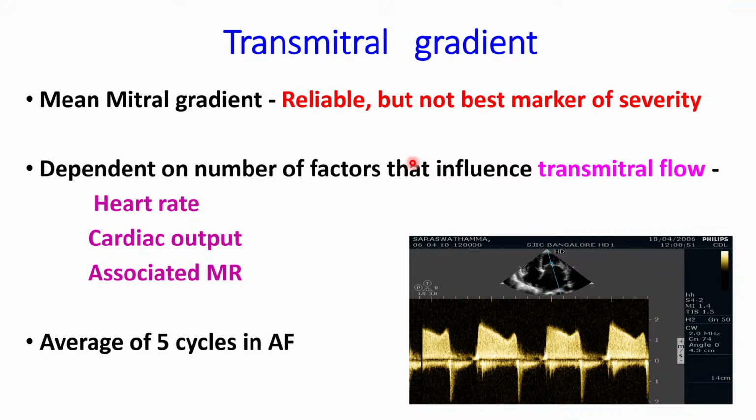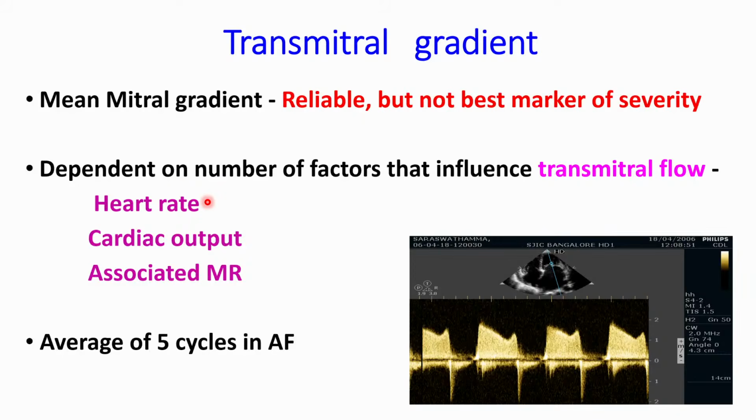Then the other method to assess the severity is by looking for the transmitral gradient. So mean mitral valve gradient we usually measure. It is the most reliable, but not the best because it depends upon other factors like heart rate, cardiac output, and associated MR. If the heart rate is high, then we'll get a falsely high gradient. As the heart rate increases, there will be an exponential increase in the gradient.